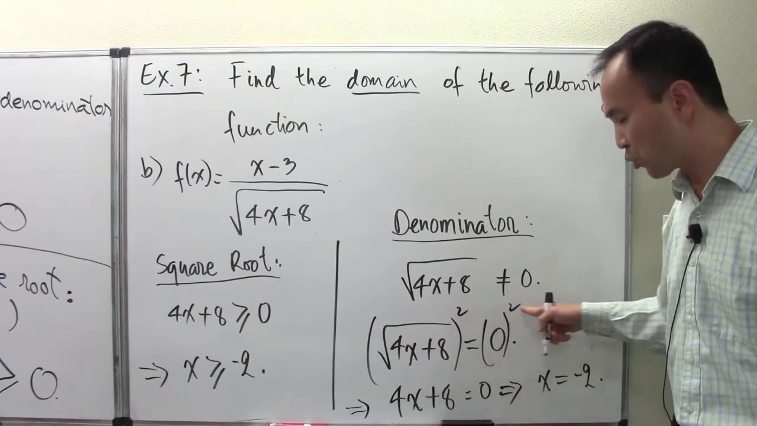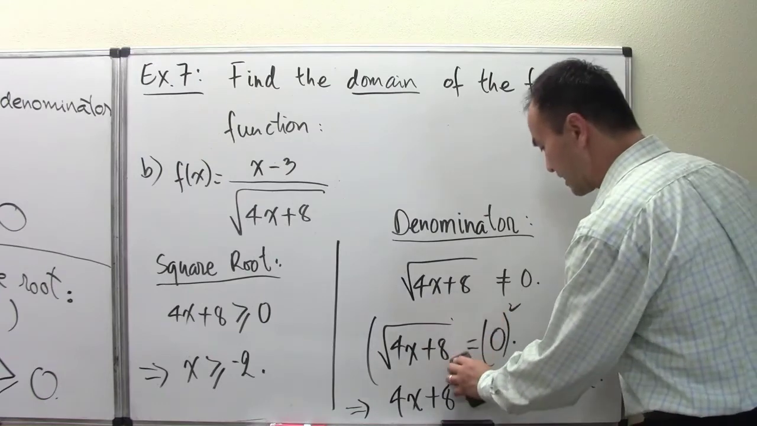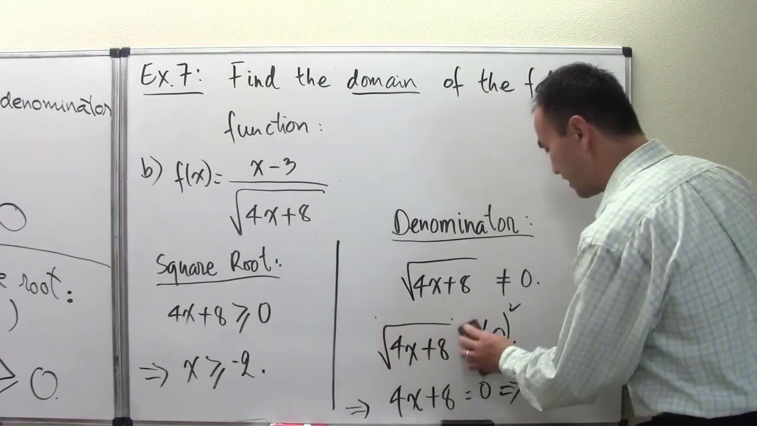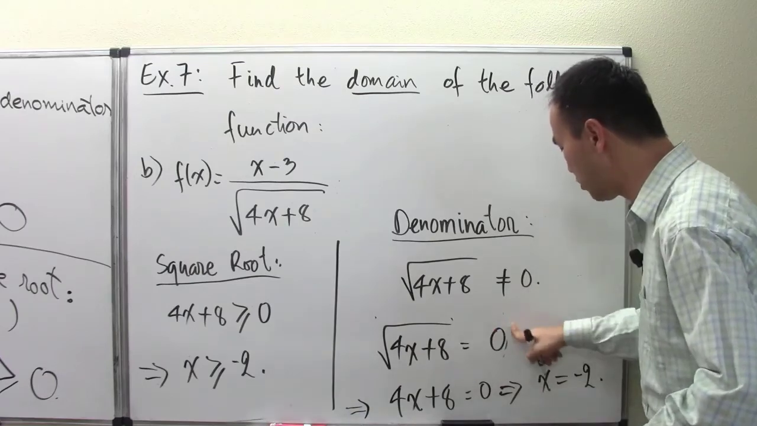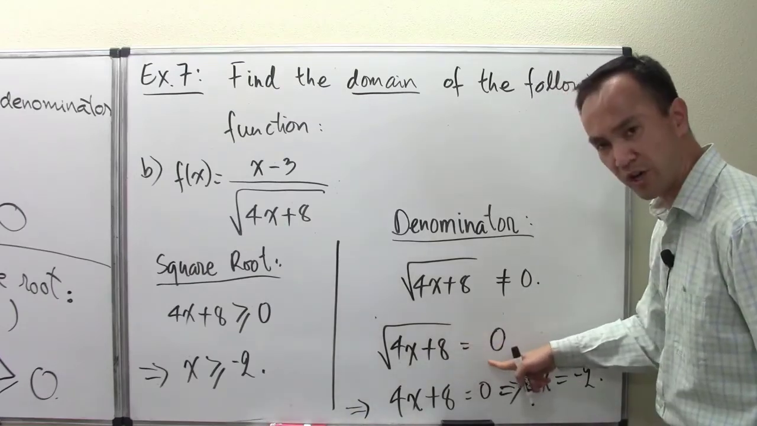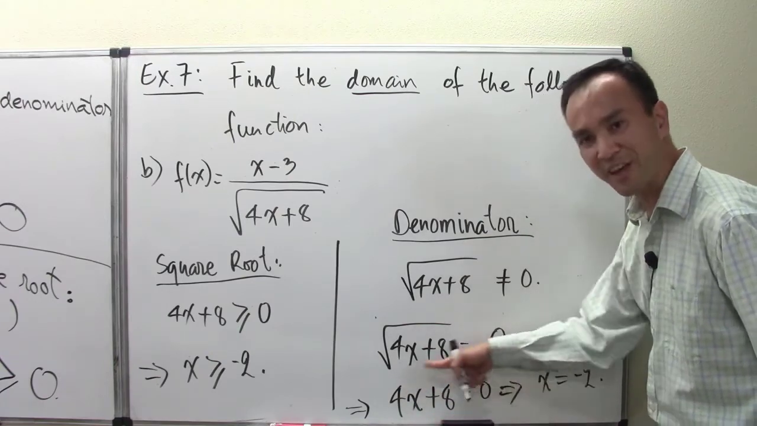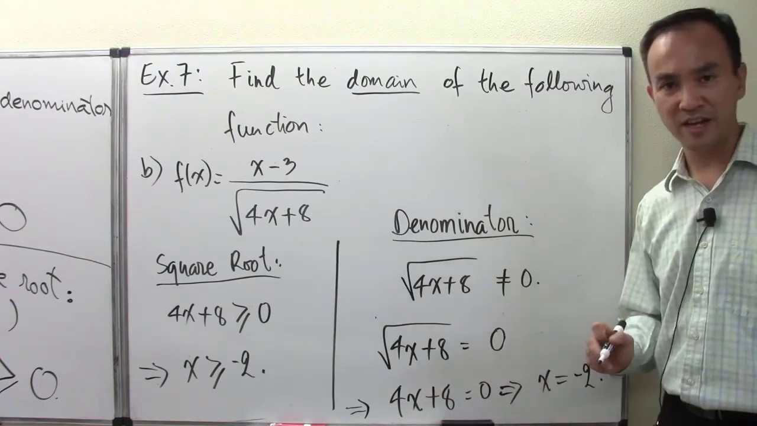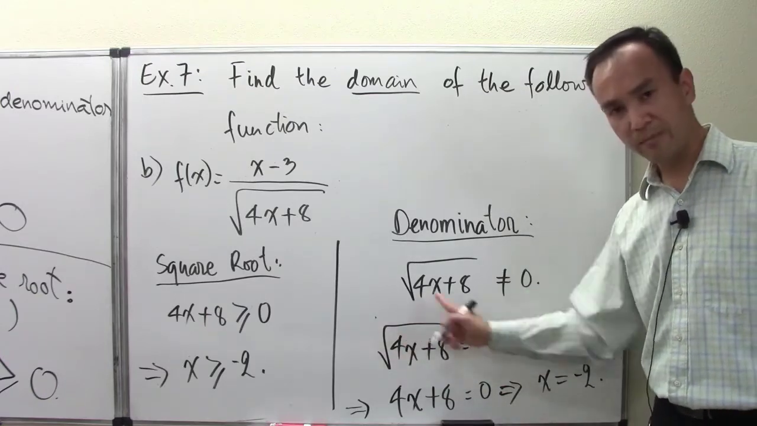Now, putting the square here was just a technique. But in case you haven't learned that technique, you can just think about the only way for a square root expression to equal 0 is that the inside expression has to equal 0. And we take things and solve it from there. And that's why it's equivalent to squaring both sides.